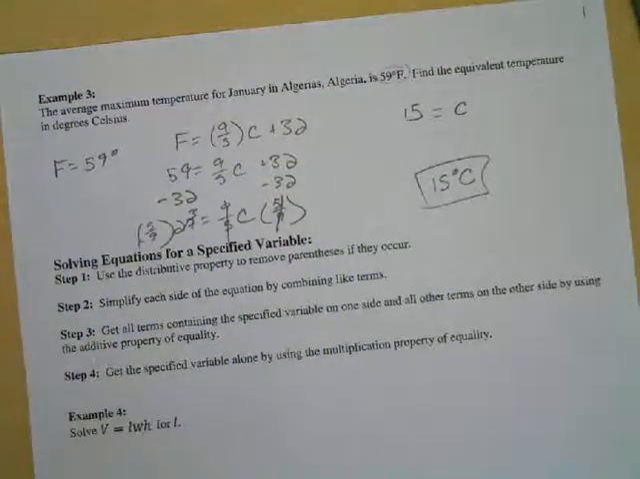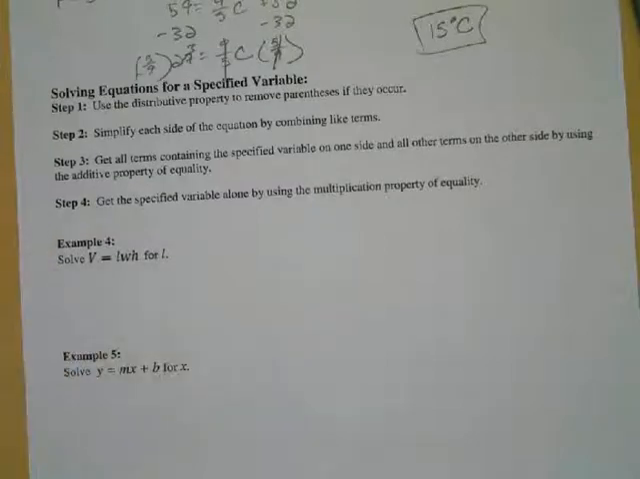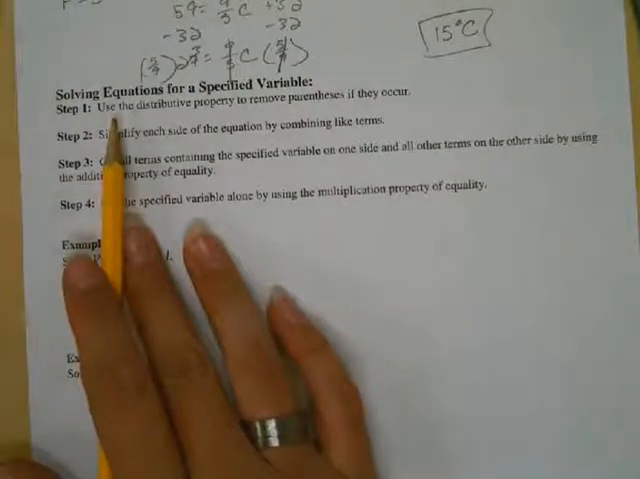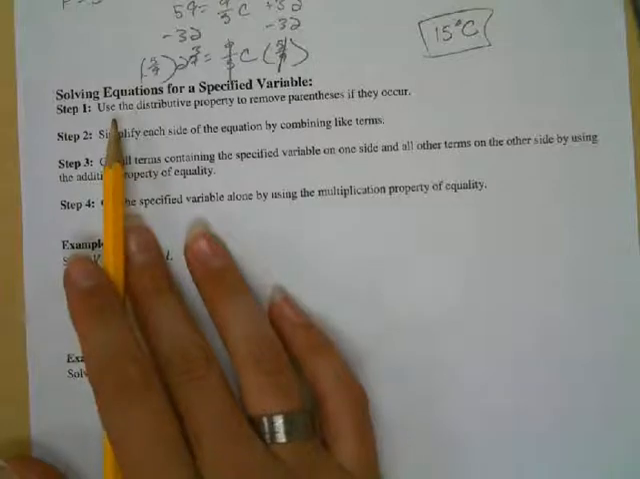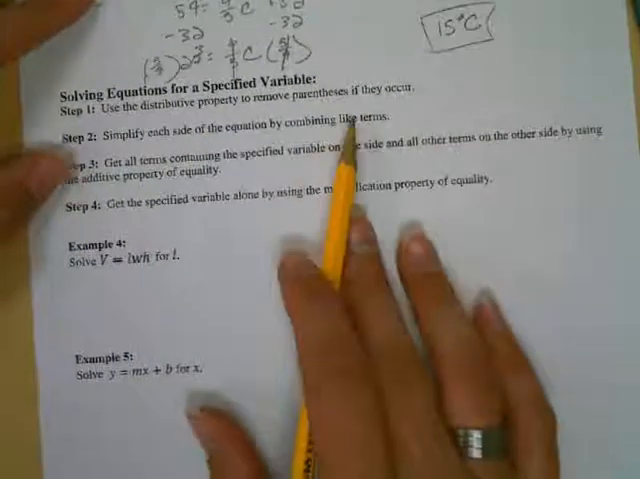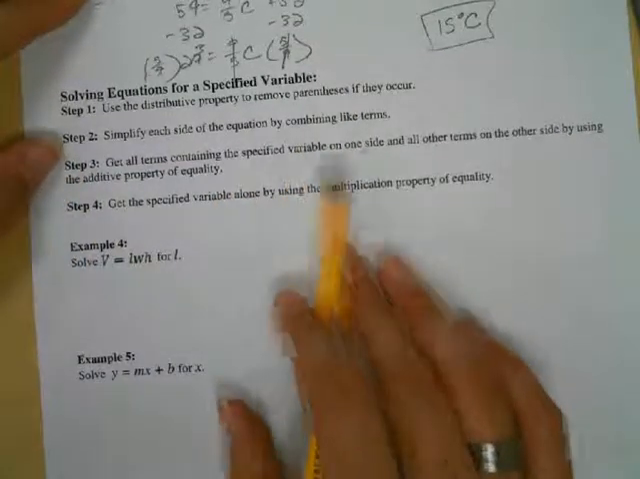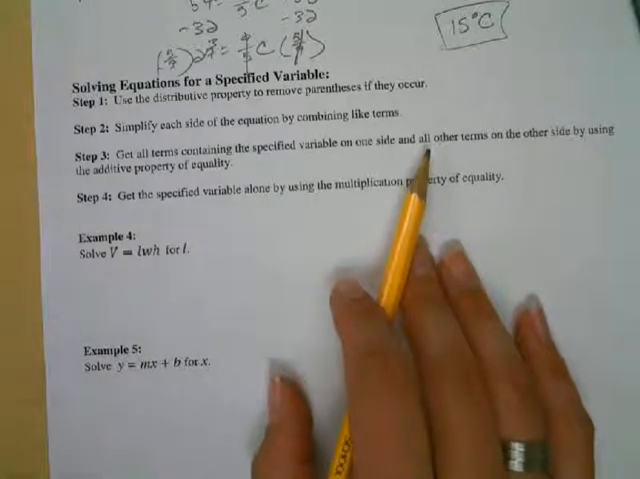Okay, very last part is solving equations for a specific variable. Sometimes when we have our formulas, we want you to solve for a specific variable without using numbers. The steps look the same as they have been for all of my problem solving. We're going to start with the distributive property to get rid of parentheses. We're going to combine like terms on each side if they exist. Combine all terms containing the specific variable on one side and all other terms on the other side.